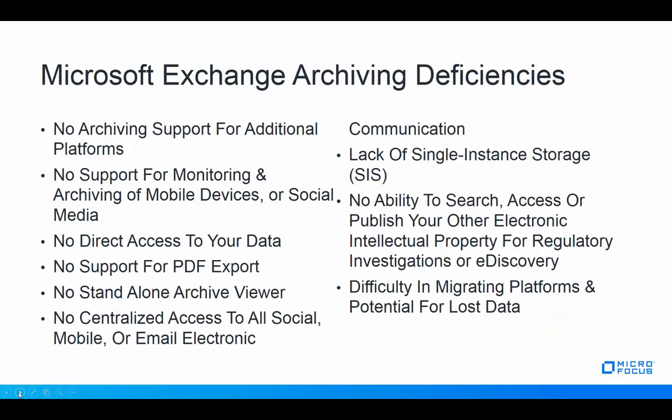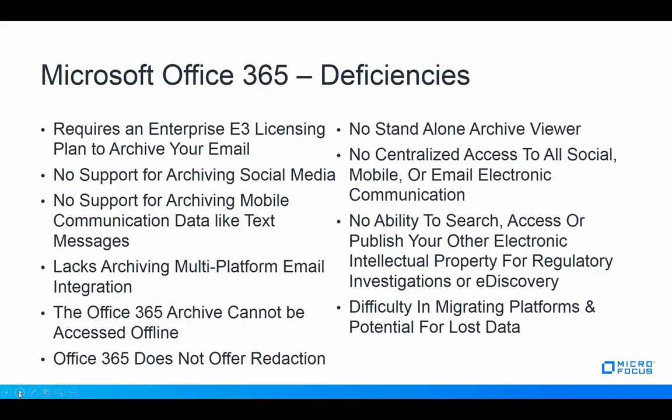For example, with Exchange and its built-in archiving, there are some deficiencies there, and Retain solves these deficiencies. So if you're running Exchange and you have the built-in archive, you don't have support for additional platforms. You don't have support to archive mobile or social media. There is limited support to export to PDF. We'll touch on a lot of these things. There's a lack of single instance storage. And then it's difficult to migrate your data when it comes to Exchange. And then for Office 365, it's similar. To be able to archive Office 365, you have to have an Enterprise E3 license.